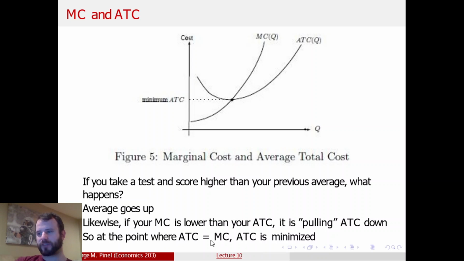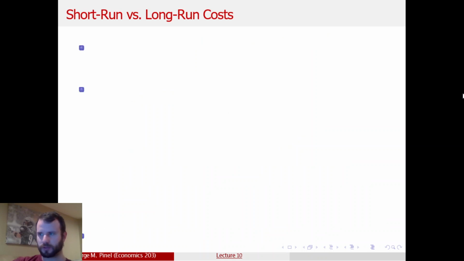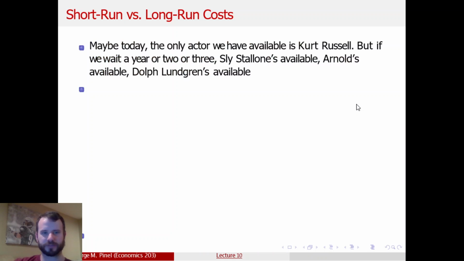So at the point where average total cost is equal to marginal cost, your average total cost is minimized. Okay. I'm just going to continue rolling with it. So the next slide has nothing to do with this point, but I want to keep with this pace. Okay. All right, so think about your short run and long run costs.